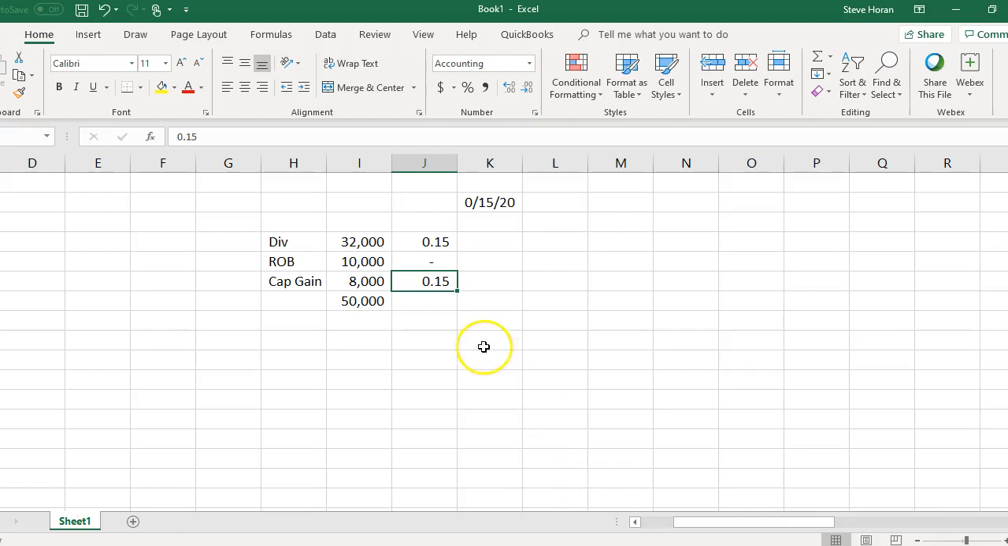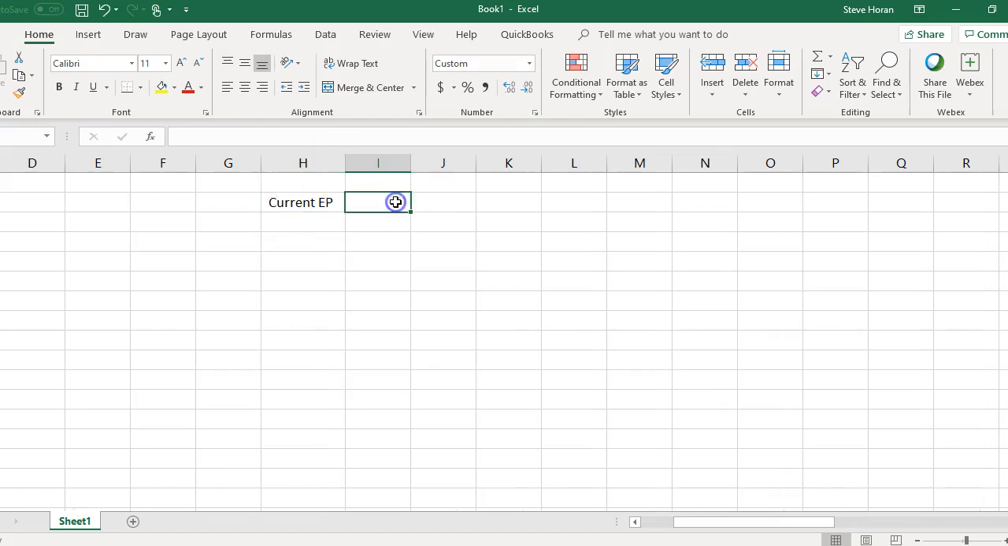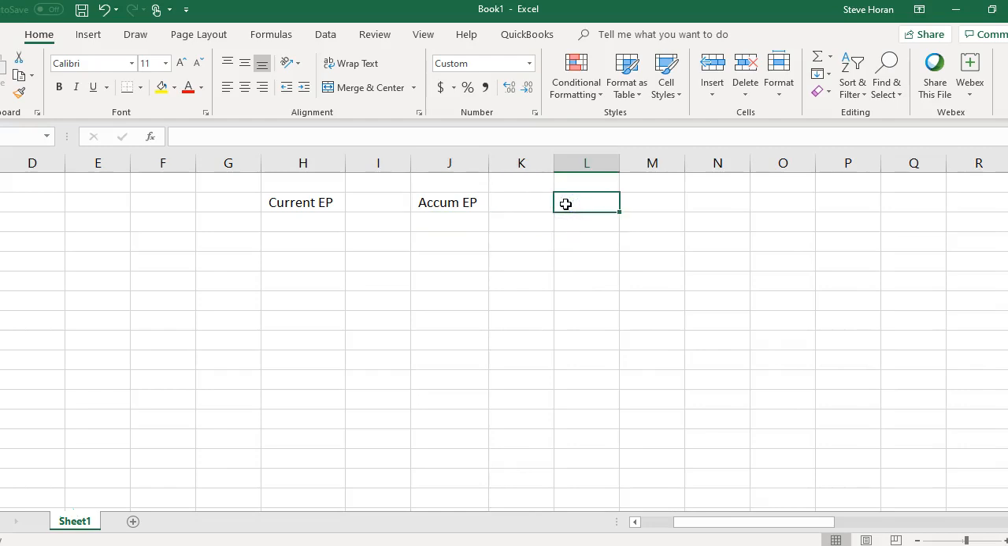Okay, so let me do this in Excel with you and get to some clear space here. So let's start right here. We've got what I'll call current E&P, and then I'll put this over here, accumulated E&P. And then I have the return on basis.